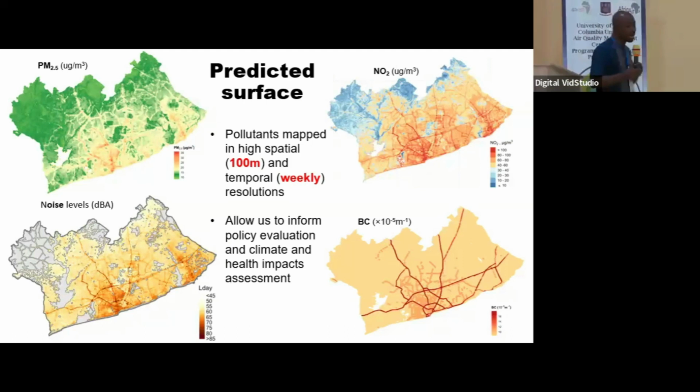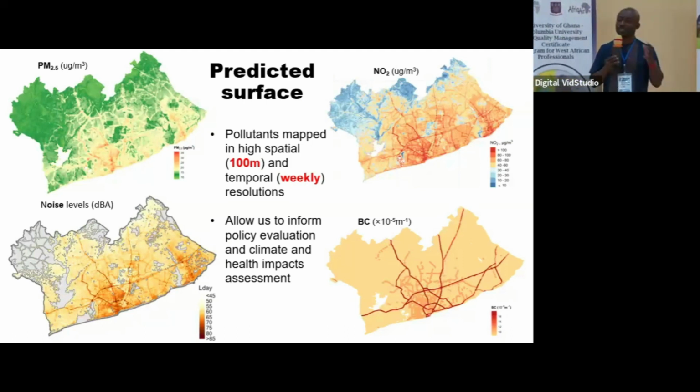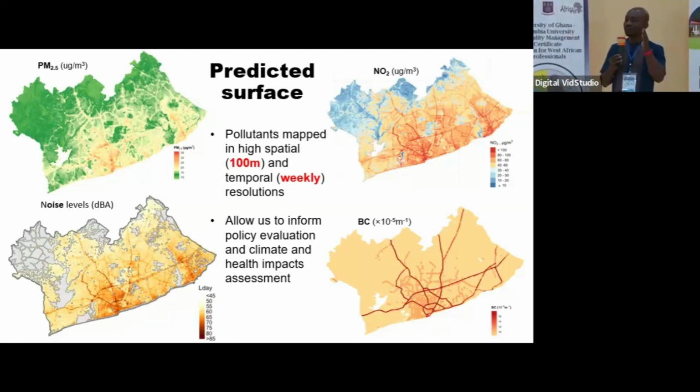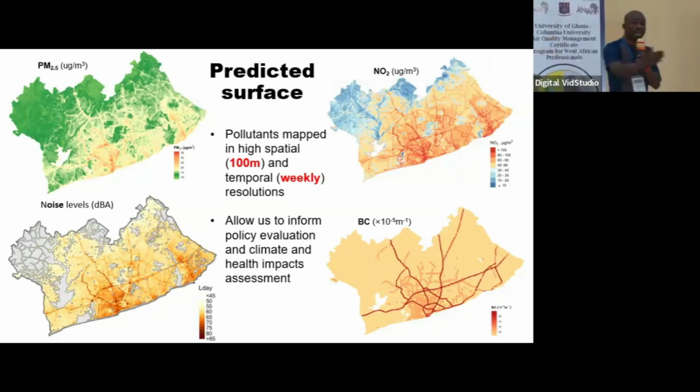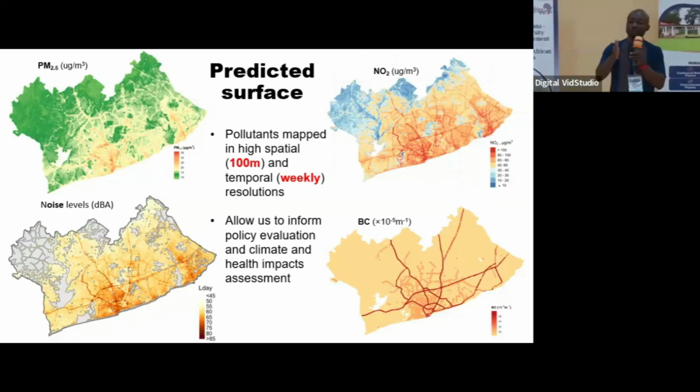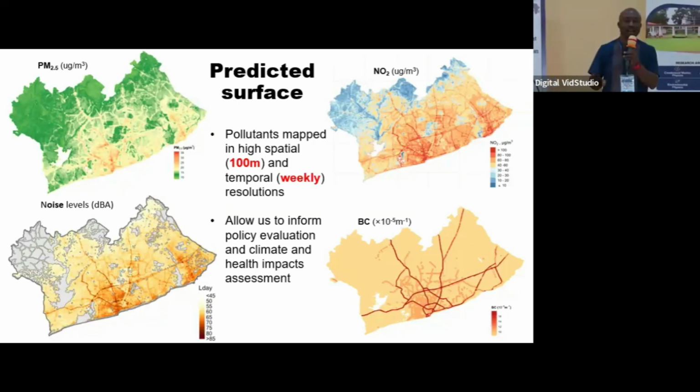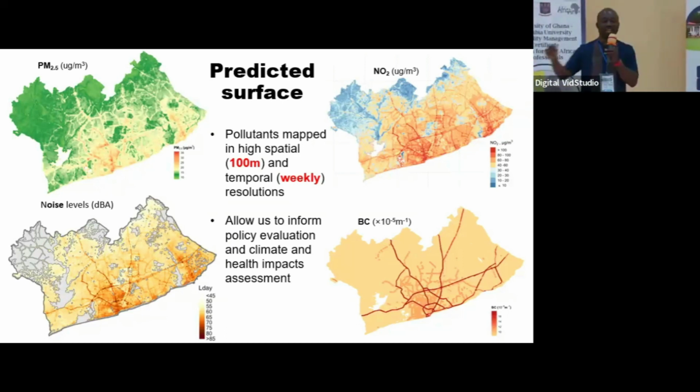And now, there's a good thing about our model. It's space-time. So we have been able to predict at every 100 meters for every single week in that whole year. Now, if I can continue to extend that into the future, from 2019 going forward, I should be able to have estimates at every 100-meter grid in Accra for every single month across multiple years. And that is what we are doing.